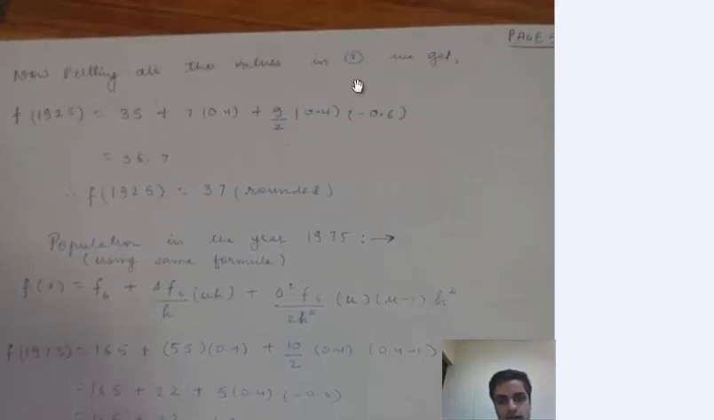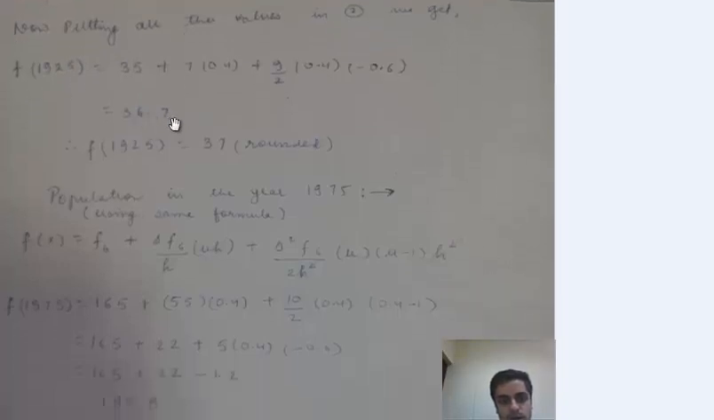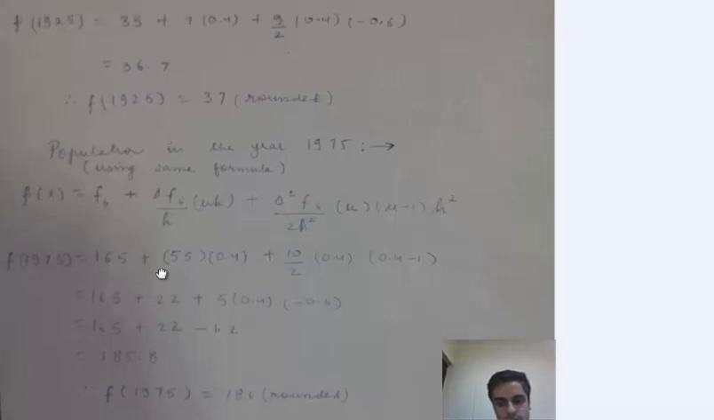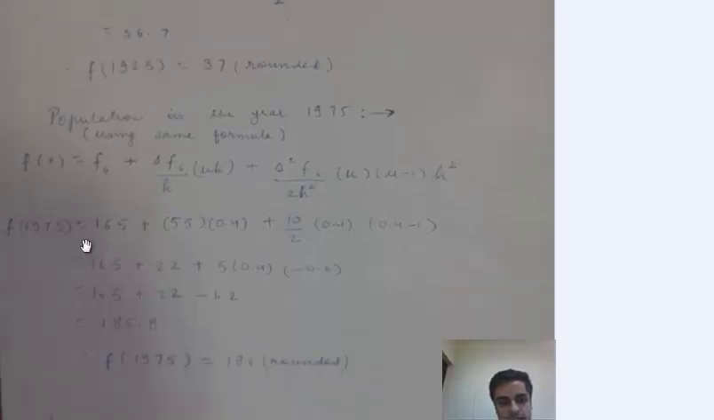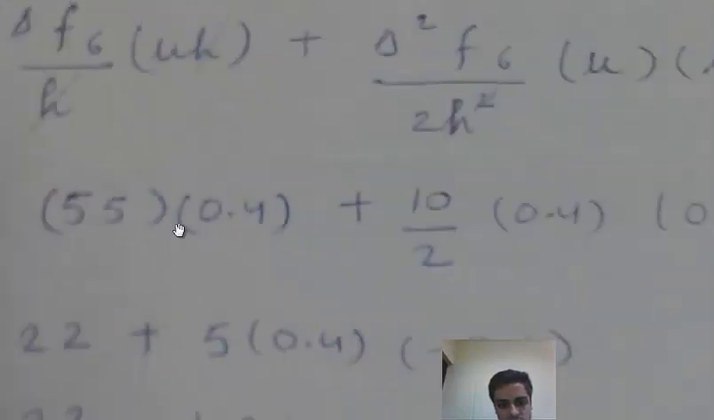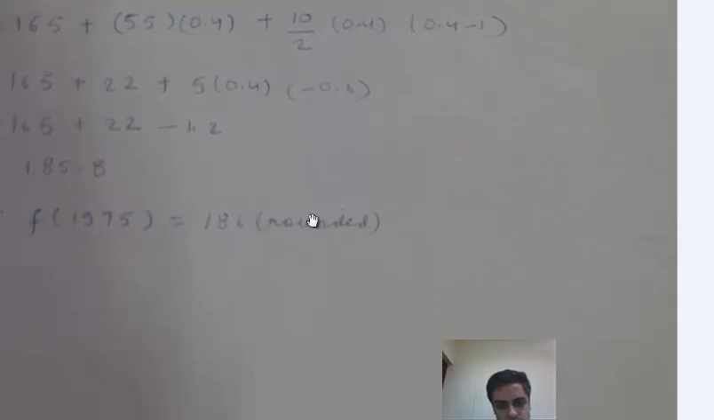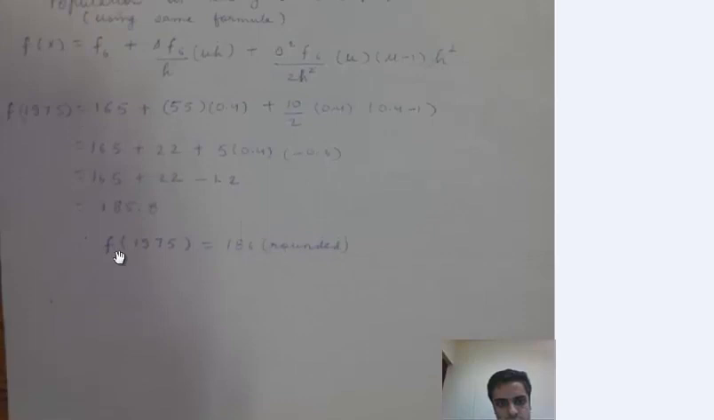Now putting all the values in equation number 2, we get the population in the year 1925, which is 36.7, and 37 when rounded. Population in the year 1975, using f(x) is equal to f6 plus delta f6 times u plus delta square f6 upon 2 times u times (u minus 1). Therefore the population in the year 1975 is 185.8, which is 186 when rounded.